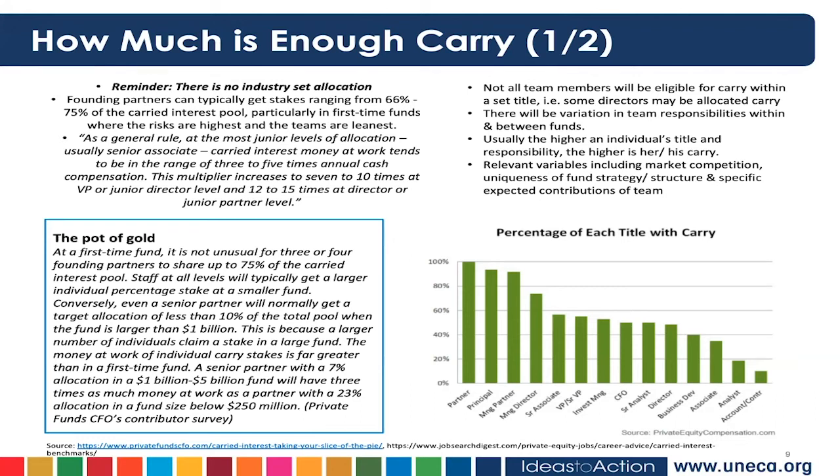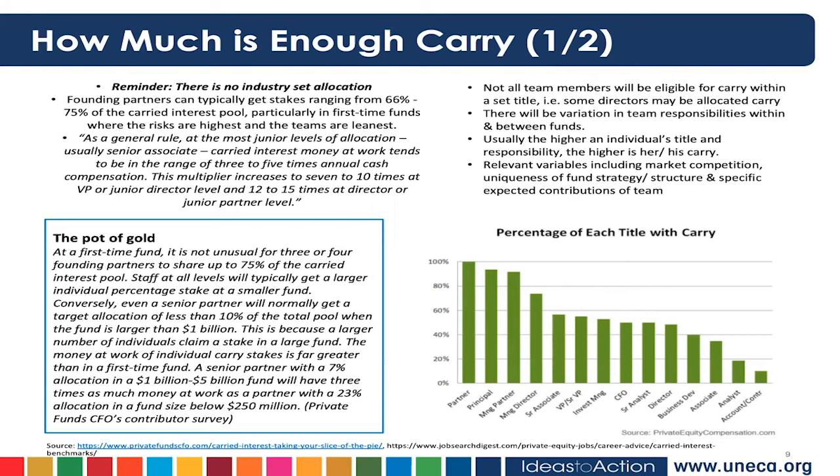Staff at all levels will typically get a larger individual percentage stake at a smaller fund. Conversely, even a senior partner will normally get a target allocation of less than 10% of the total pool when the fund is larger than $1 billion. That's because 10% of the carry pool of a $1 billion fund is going to give you more capital than a larger percent of a smaller fund.